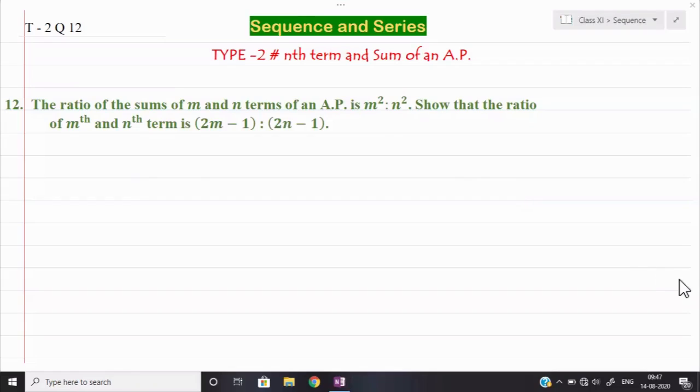Today we are going to start from question number 12. Already we have finished till question number 11 in the previous sessions, and now today we are starting from the 12th question. So let us see the question number 12.